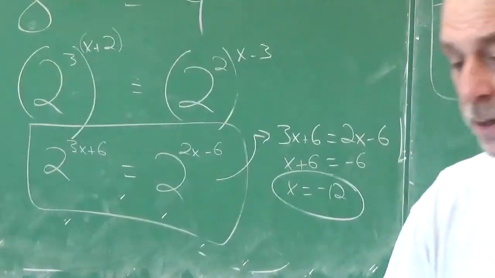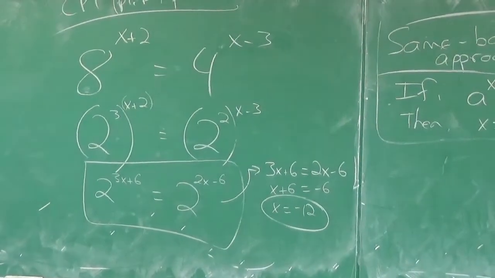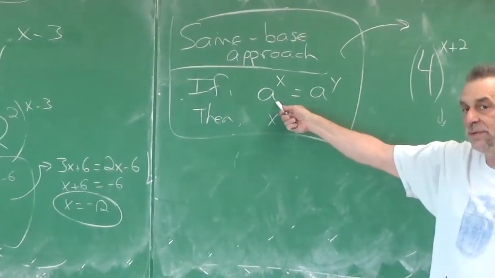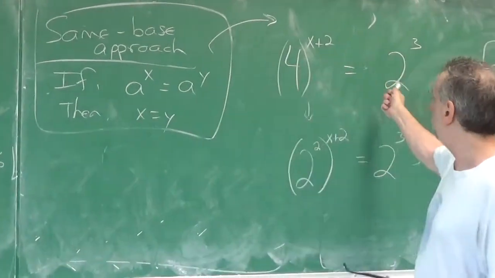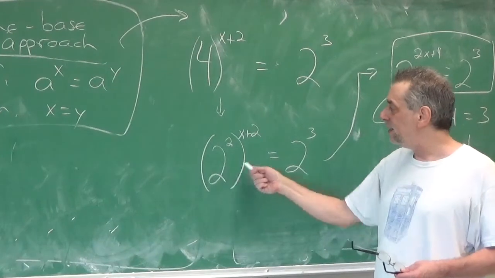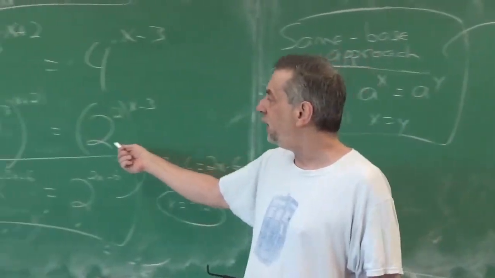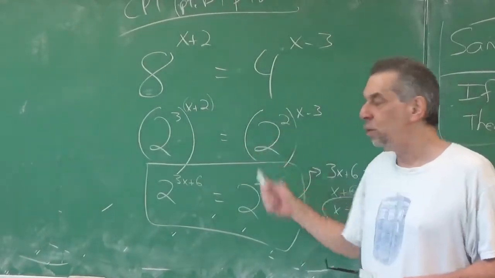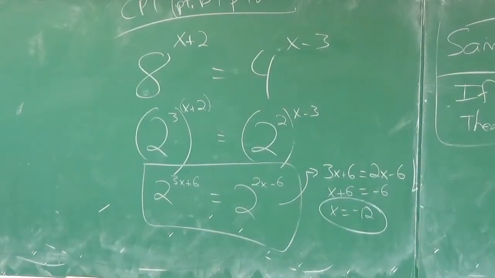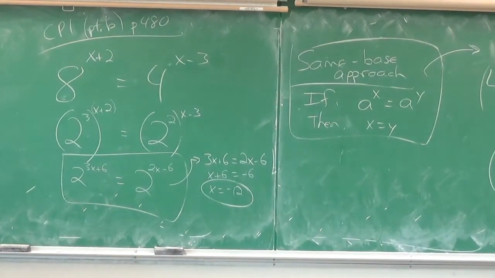All right, so that's the same base approach. So we looked at a very simple example where the bases were already the same. That was the first one we looked at. Then we looked at one where we had to change one of the bases to get the same base so that we could use this approach. And then we looked at a case where we had to change both bases in order to use that approach. So that covers the same base approach. We said negative 12, that's the correct answer, very good.